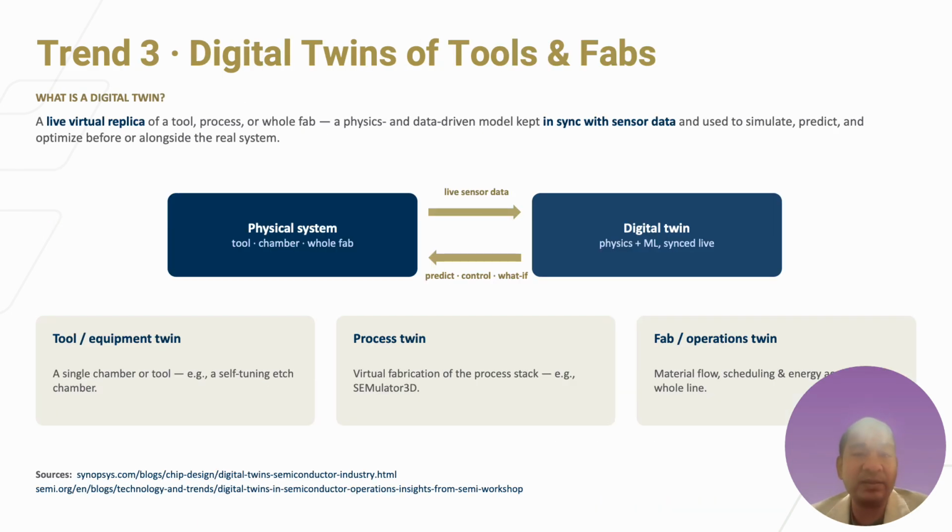Trend 3 is digital twins, and it is the biggest theme in the industry right now. A digital twin is a live virtual copy of a real system, a single tool, a process, or an entire fab, kept in sync with sensor data. You can use it to simulate, predict, and optimize the real thing. There are 3 scales: the twin of one tool or chamber, a twin of the process that virtually fabricates the structure before you run a real wafer, and a twin of the whole fab that models how material and work flow through it. The key feature is the live two-way link between the physical system and its virtual copy.